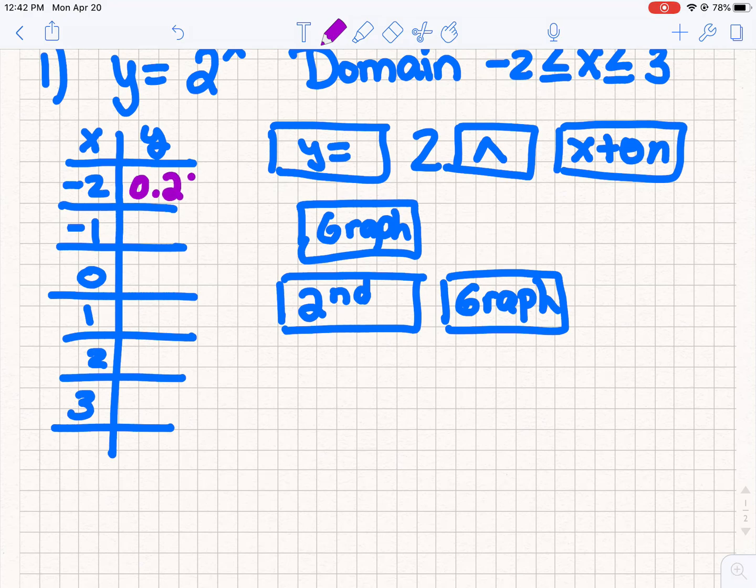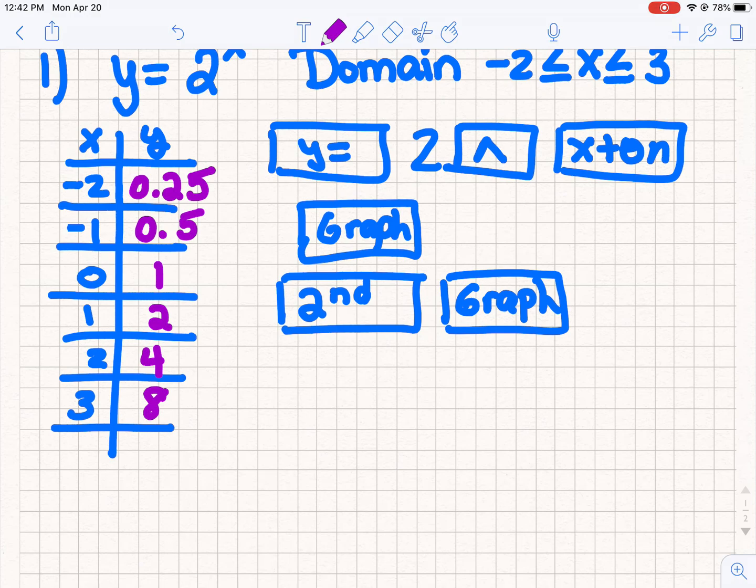0.25, 0.5, 1, 2, 4, and 8. And that was half the problem, to fill in those values. Now, if you don't have a graphing calculator at home, you need to let your teacher know, and we can help you find one. There are apps on the iPhones, there are apps on the Androids, and there are also computer programs that mimic the graphing calculator.